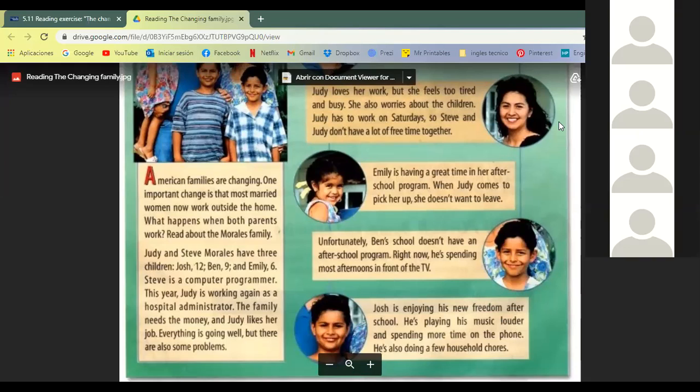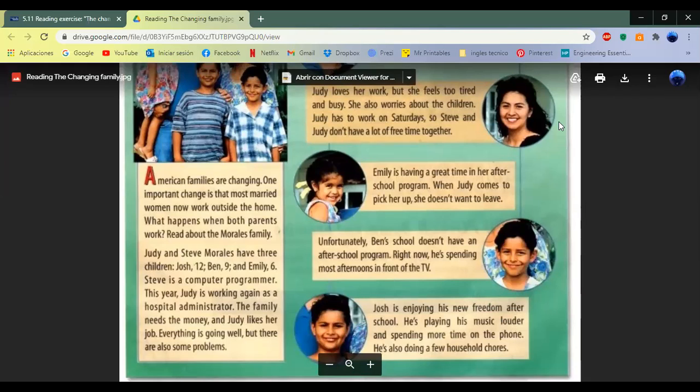Judy and Steve Morales have three children. Josh, 12, Ben, 9, and Emily, 6. Steve is a computer programmer. This year, Judy is working again as a hospital administrator. The family needs the money and Judy likes her job. Everything is going well, but there are also some problems. Okay, thank you. Selena, continue, please.